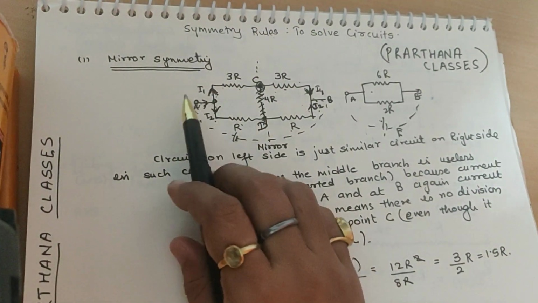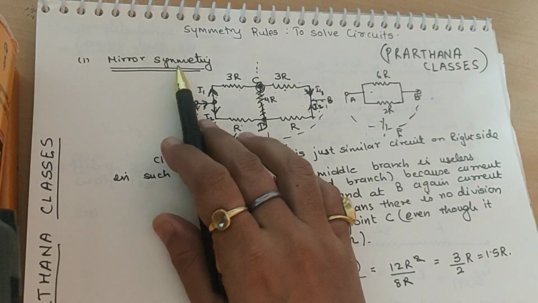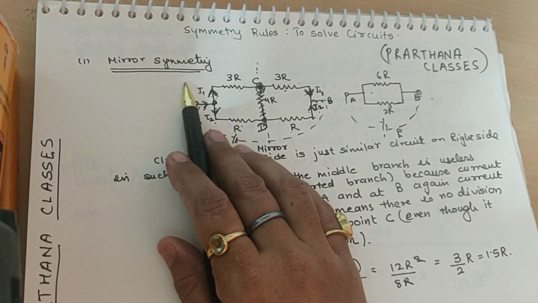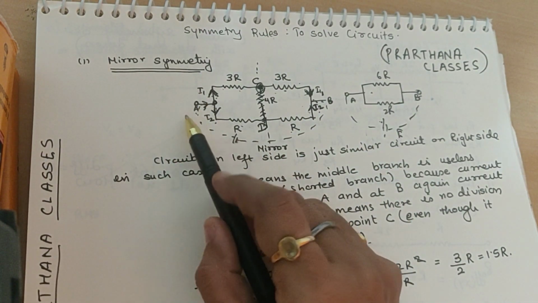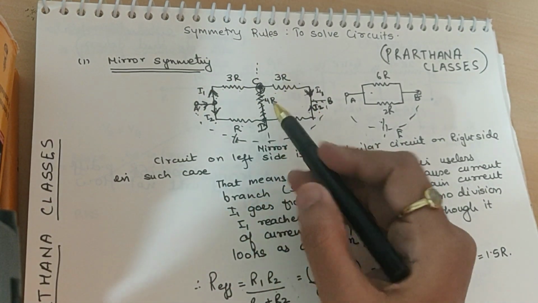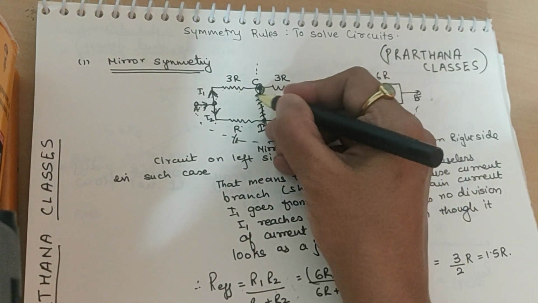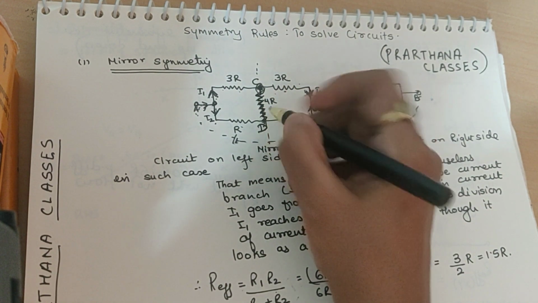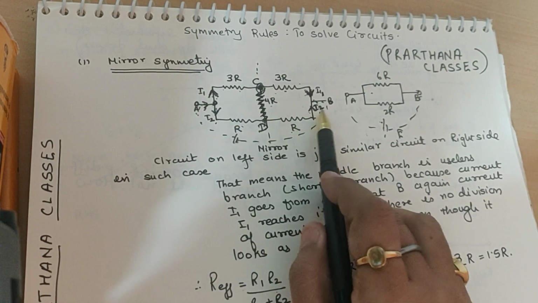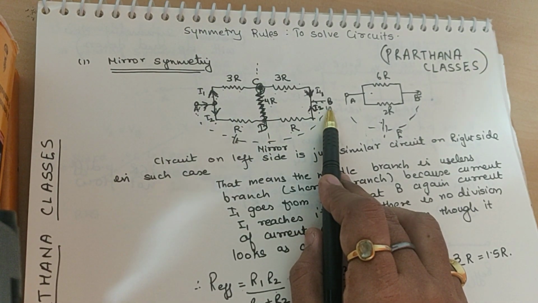Come on, now we have taken another segment to solve the circuit, that is the symmetric rules. First is mirror symmetry. You can see that the circuit has been given to us: 3R, 3R, and 4R is connected here. Fine, the 4R resistor is connected here, this resistance R, R is connected here, and we need to find out the effective resistance across AB.